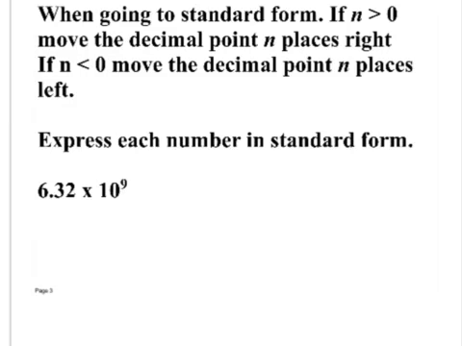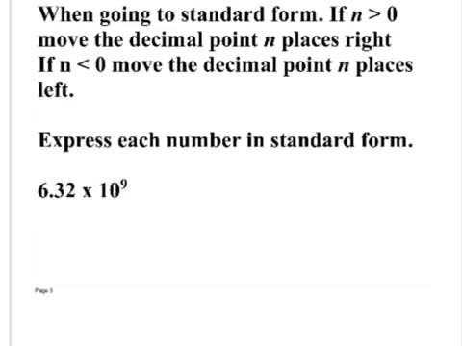Write this down. Going to standard form, if n is greater than 0, then you move the decimal n places to the right. So if the exponent is bigger than 0, if it's a positive exponent, you're moving it that many times to the right. If n is less than 0, then we move the decimal point n places to the left. So if it's smaller than 0, if it's a negative number, we move it that many places to the left.